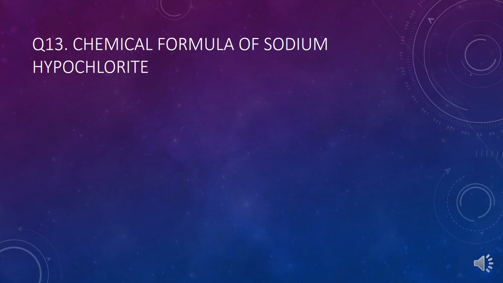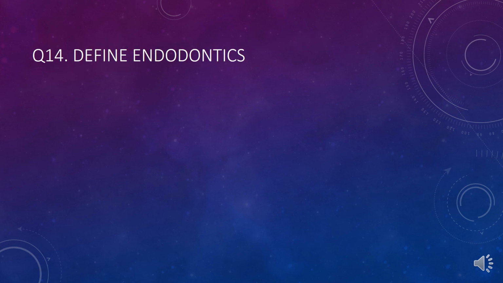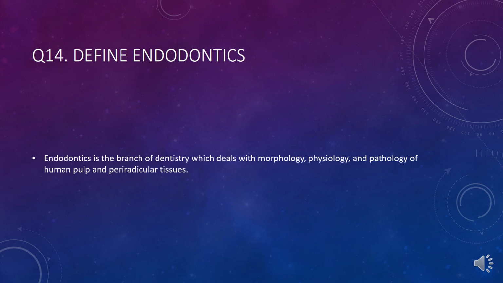Next question is to write the chemical formula of sodium hypochlorite, which is NaOCl. Next question is to define endodontics. Endodontics is the branch of dentistry which deals with morphology, physiology, and pathology of human pulp and periradicular tissues.